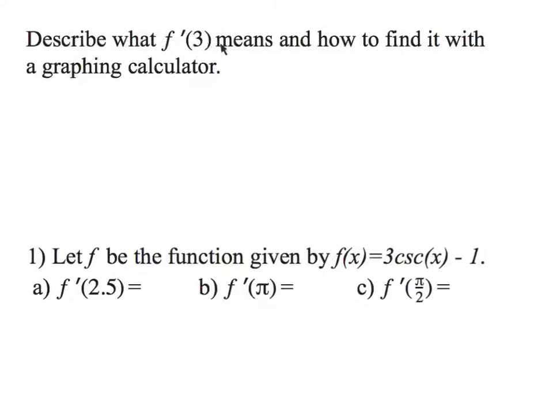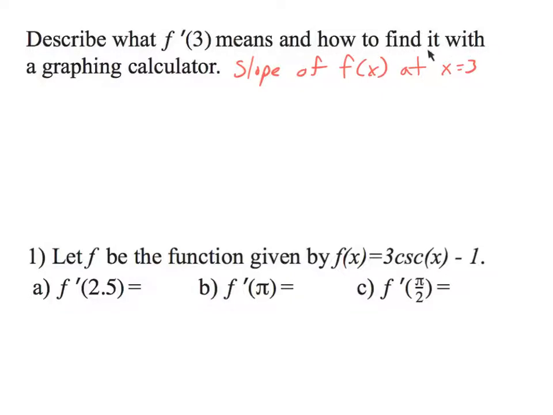Describe what f prime 3 means and how to find it with a graphing calculator. So let's first talk about what this means. F prime 3 means the derivative at 3. Okay, what does derivative mean? The slope. So it's saying the slope of the function f of x at x equals 3. And that's an important thing you'll see as we go on in this chapter section.